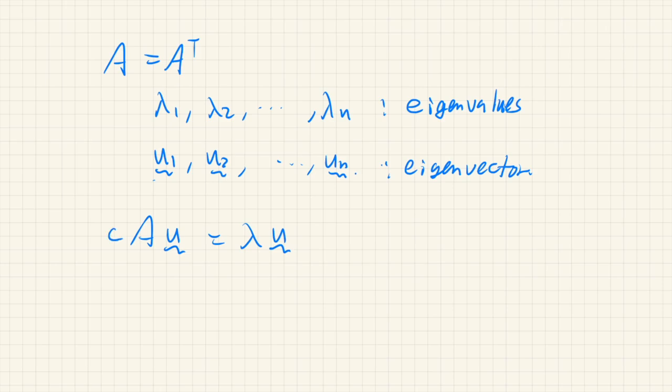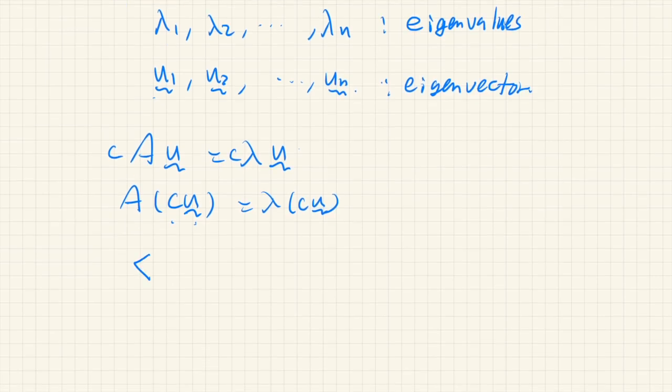sides by some constant c, let's say, then we have cu here, lambda cu here. So if u is an eigenvector, then cu, a constant times u, is also an eigenvector. So the magnitude of an eigenvector doesn't matter. So we can always normalize each eigenvector so that we have the following.